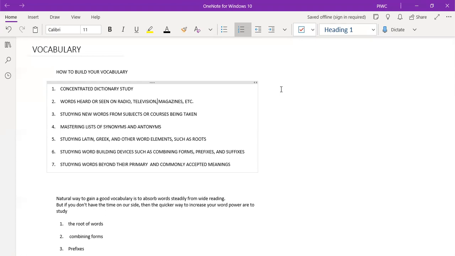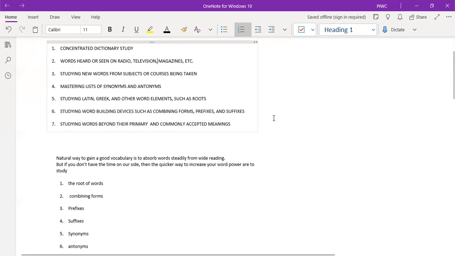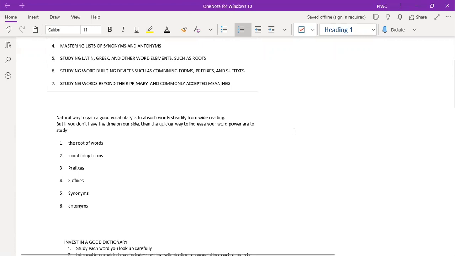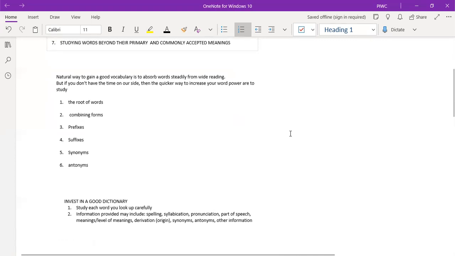But usually the first 3 are not too recommended, because it can be very laborious to do that. So let's look at some of the easy ways or quicker ways you can learn your vocabulary. Now, as I said, the natural way to gain a good vocabulary is to absorb words steadily from wide reading. But if you don't have the time on your side, then the quicker ways to increase your word power are to study 1, the roots of words, 2, combining forms, 3, prefixes, 4, suffixes, 5, the synonyms, and then 6, antonyms. These are the quicker ways you can do these things. So we'll be going through each of these in the video.